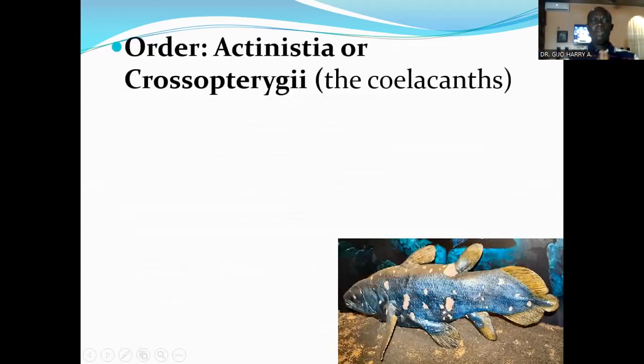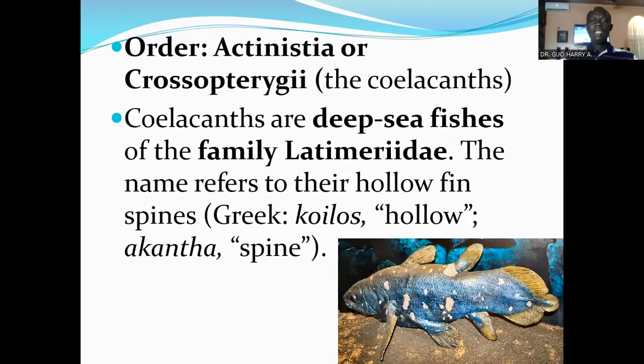Now, the order Actinistia or Crossopterygii is represented by the coelacanths. The coelacanths are deep sea fishes of the family Latimeriidae. The name refers to the hollow fin spines. It's derived from the Greek words koilos, which means hollow, and acantha, which means spine.